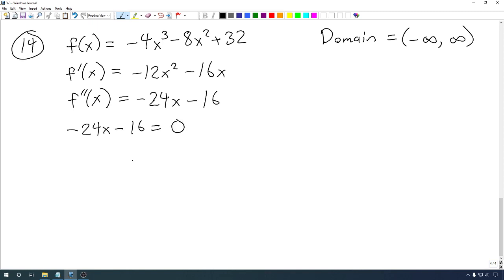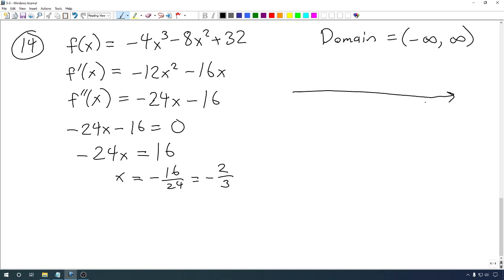Where does that equal 0? Well, it's easy enough to solve. We'll go ahead and bring the 16 over and divide by 24. Of course, we can simplify this, since both the top and bottom are divisible by 8. So we get negative 2/3. And now I'm going to make a number line for the second derivative, and put on the negative 2/3.